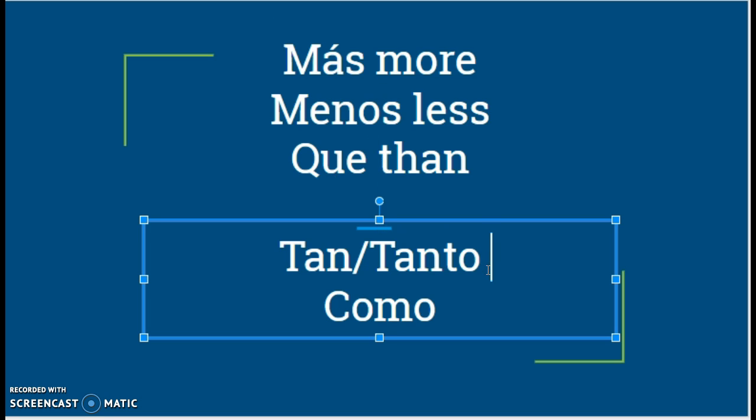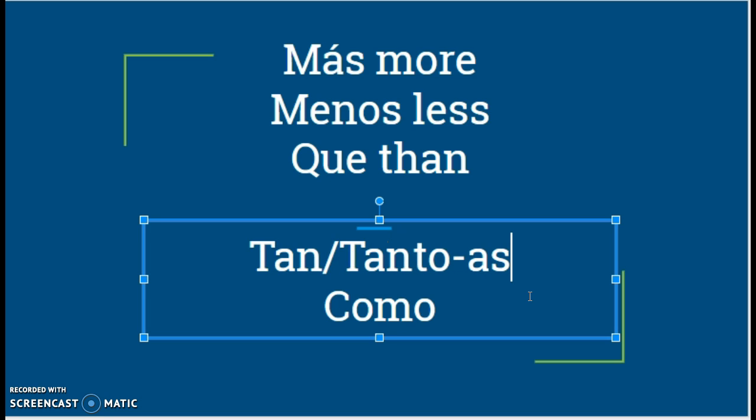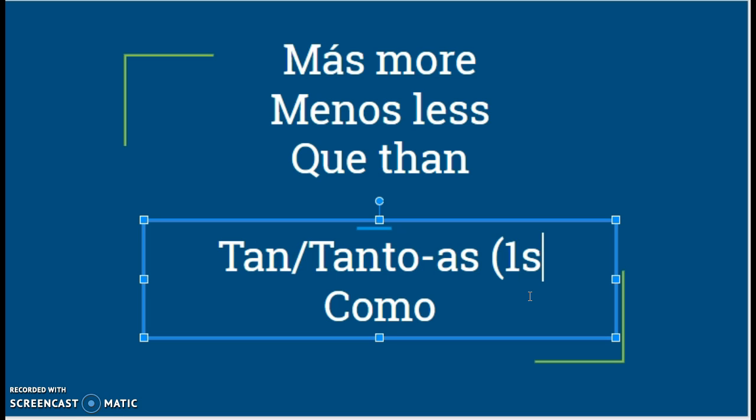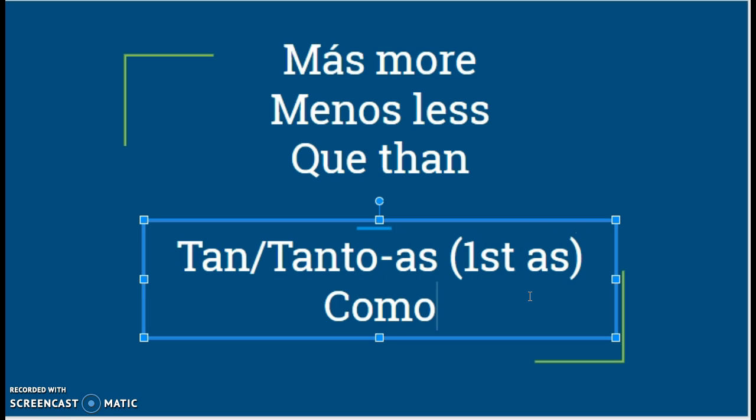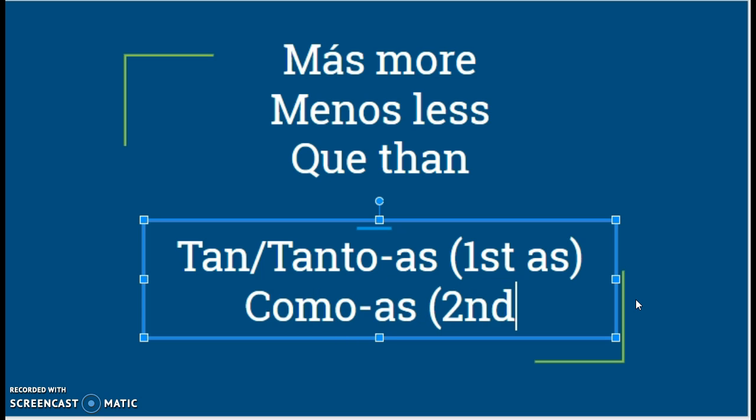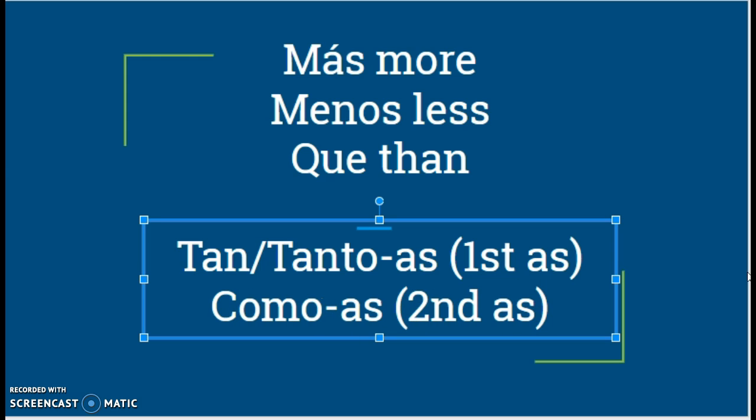Then we have tan or tanto, and that's always going to be followed by como. So these words mean as, and this would be like the first as. So if I'm saying she's as pretty as a princess, this would be that first as in that sentence, and como also means as in this case. I know it can also mean how, but it's going to be the second as in this case.